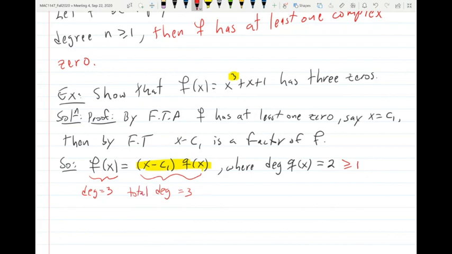The total degree has to be 3. So we already know that one of the factors has degree 1. That's x minus c1. So if the total degree is 3 and one of the factors has degree 1, what's the degree of the other factor? It has to be 2, right? Because when you multiply polynomials, you add the degrees.